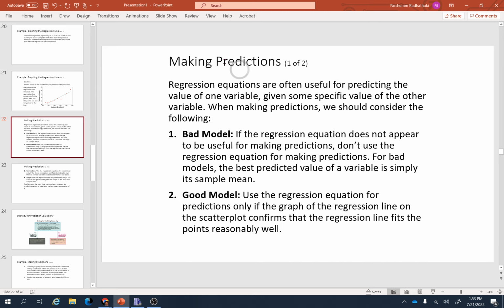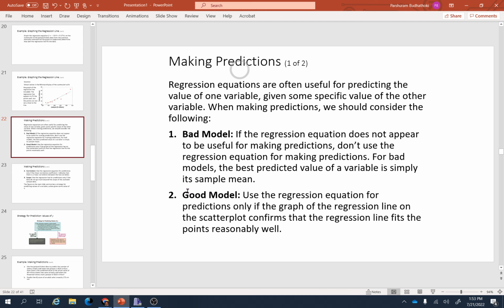So based on the data we have been given, we might have a bad model, a good model, or issues of correlation and scope. So what does that mean? I'm going to read it for you. Regression equations are often useful for predicting the values of one variable given some specific values of the other variable. When making prediction, we should consider the following. Bad model. If the regression equation does not appear to be useful for making prediction, don't use the regression equation for making prediction. For bad models, the best predicted value of a variable is simply its sample mean.